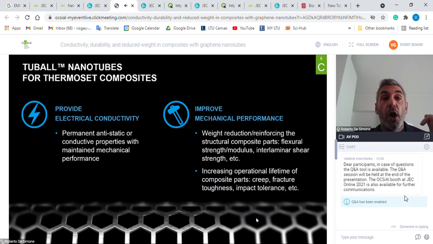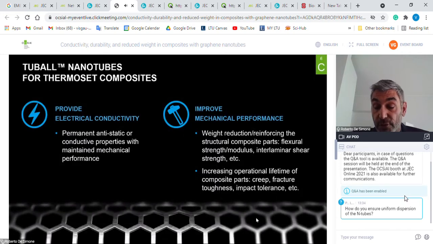As I highlighted before, we can use the graphene nanotubes just to bring some important properties to the material. On one side, we are talking about electrical conductivity. With nanotubes, we are able to achieve some permanent antistatic or conductive properties, even keeping the mechanical properties when it is possible, even to enhance these mechanical properties. In fact, on the right side of the slide, you can see that we are working a lot on using nanotubes to improve, I would say dramatically, but a very good improvement of some mechanical properties in the composite final part, like flexural strength, flexural modulus, interlaminar shear, fracture toughness, and so on.